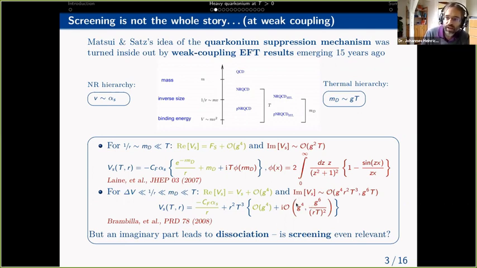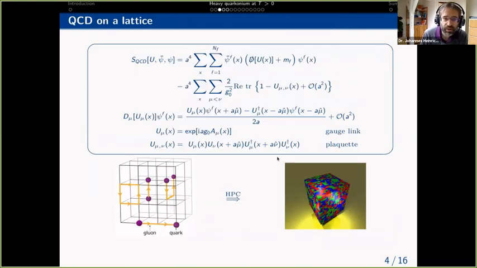And if you have dissociation going on, the question is, is screening even relevant? And since these are formally very different in terms of the parametric dependence of the results, that was a good case to study with lattice. So the idea for lattice is we take the QCD action, we discretize it on a grid, having quarks and anti-quarks living on the sites of the grid and the gluon fields in between. Then we sample this stochastically with high performance computing and then integrate this numerically.